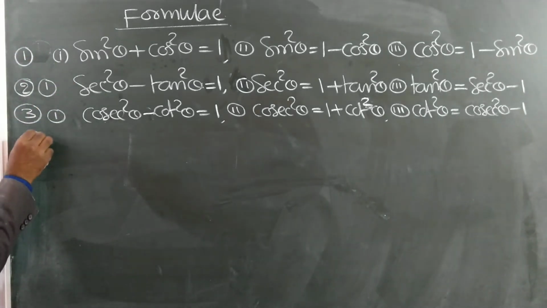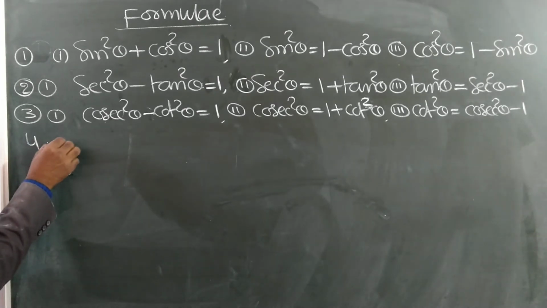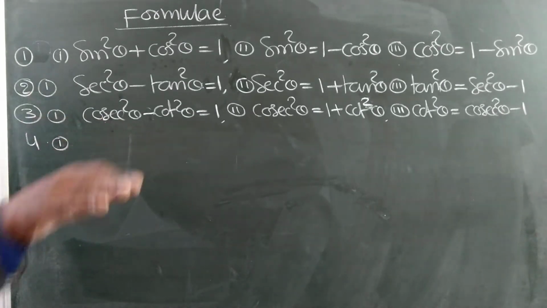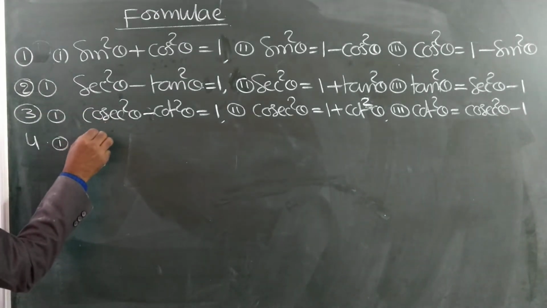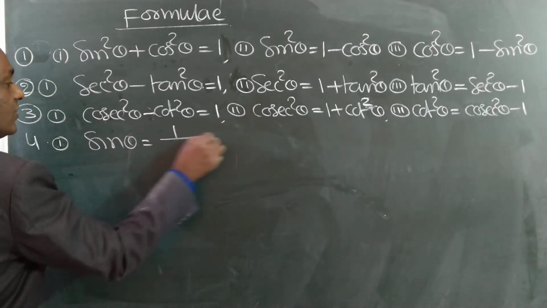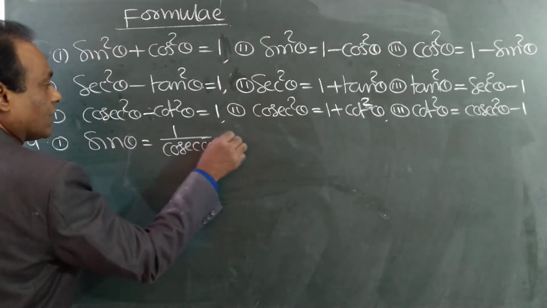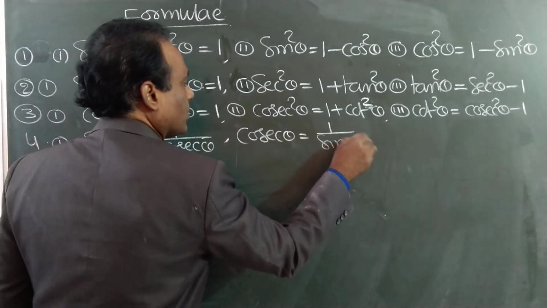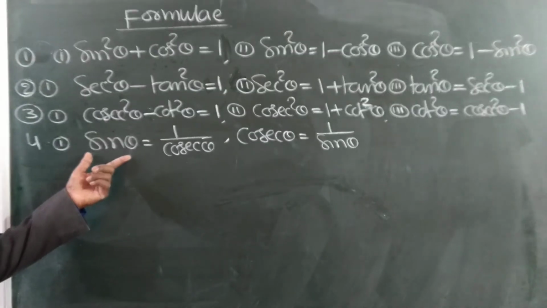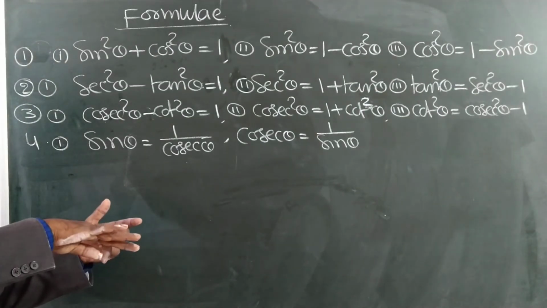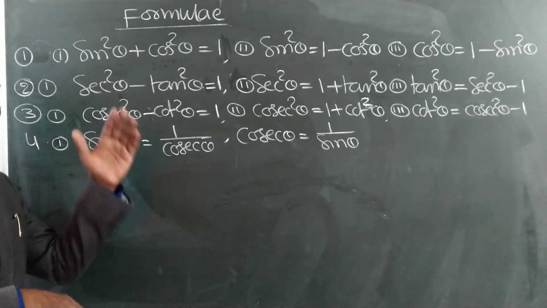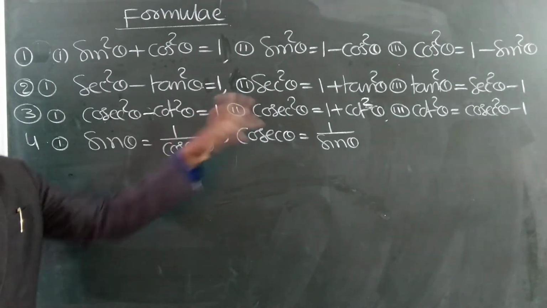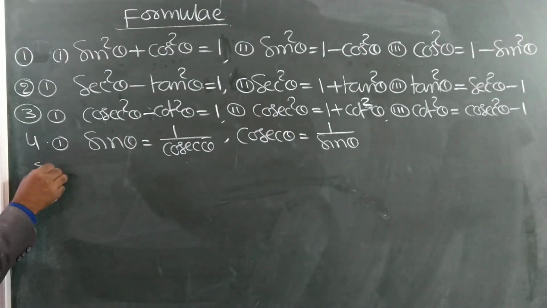Even before the third exercise, two days back, I explained this formula. Sin is the reciprocal of cosec, cosec is the reciprocal of sin. Sin is opposite by hypotenuse, cosec is hypotenuse by opposite. Both are reverse, reciprocal. Sin means 1 by cosec, cosec is 1 by sin. This I already explained many times.